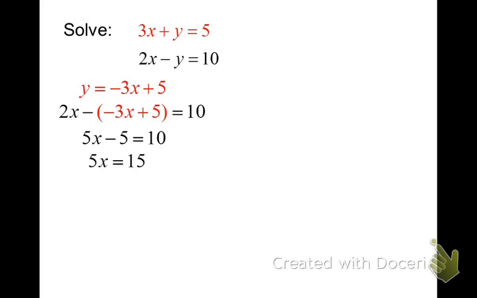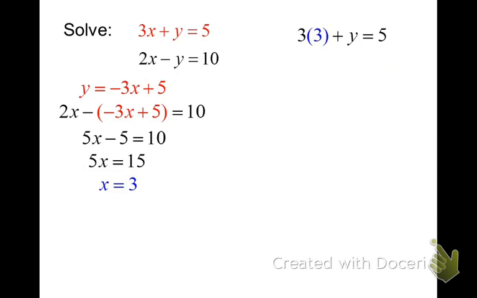And now we just solve the linear. And we have x equals 3. Now, of course, this is only half of the problem. Because we're looking for an ordered pair answer, we now have to use backward substitution and put that 3 back into one of the other equations.